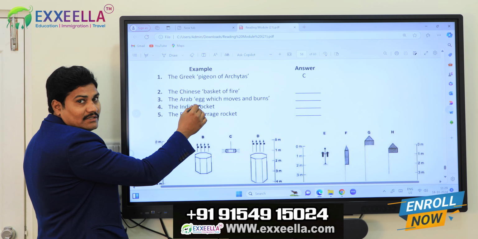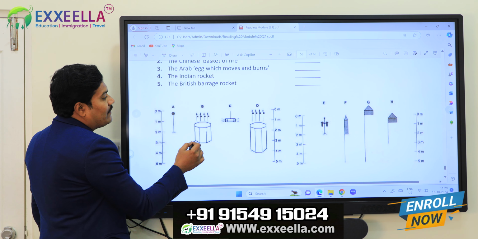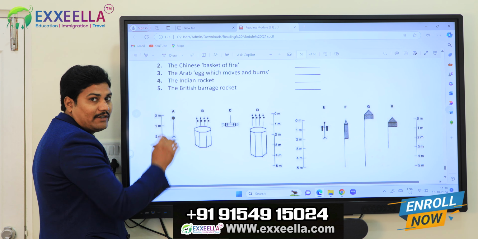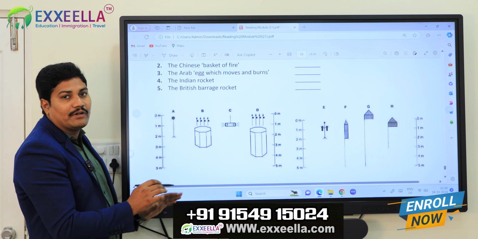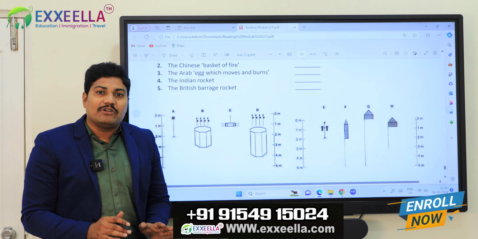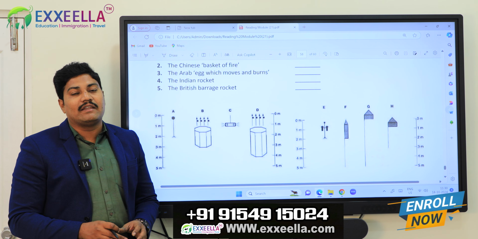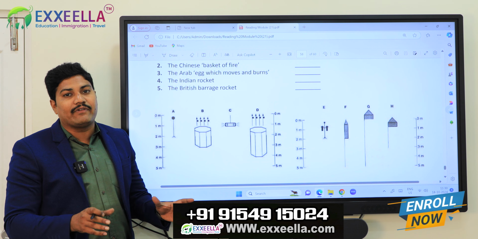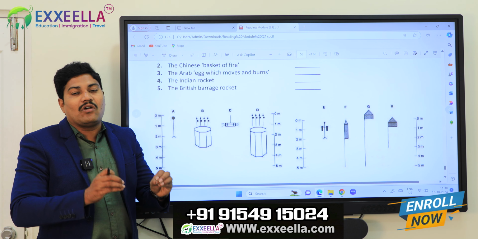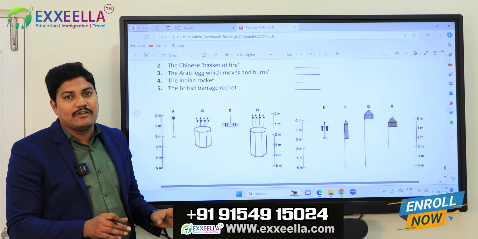So here are the questions we have, and here we have some diagrams. We need to match the perfect diagram to every question. This is what we are going to do for this particular diagram labeling question. In diagram labeling, you need to label the parts of the diagram, or else you need to identify which is the perfect information for that particular question.